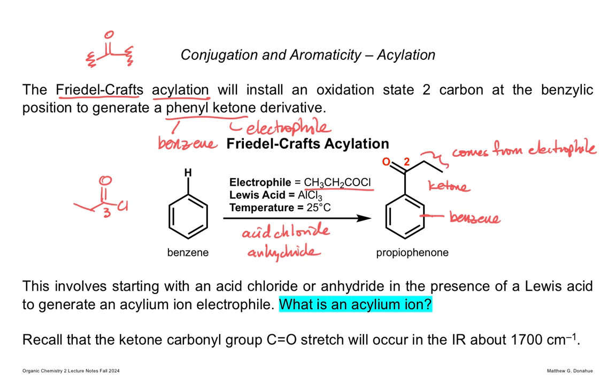And so you start with an acid chloride or anhydride in the presence of the Lewis acid, and the reactive intermediate is called the acylium ion. So what is an acylium ion? We'll look at that on the next slide. But wrapping up, because you're forming a ketone, we see in region 3 of the IR the carbonyl stretch.